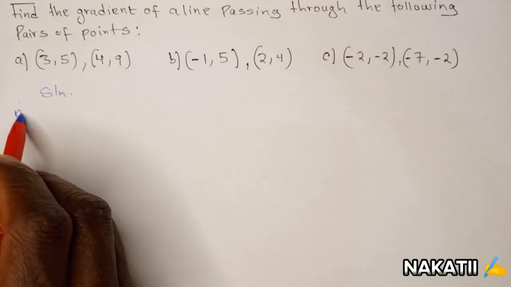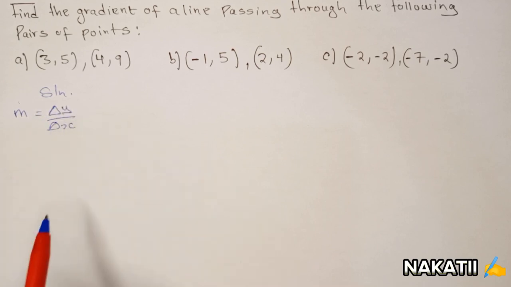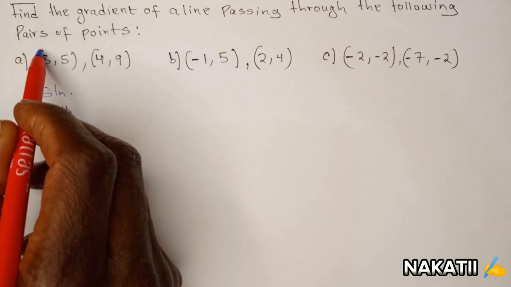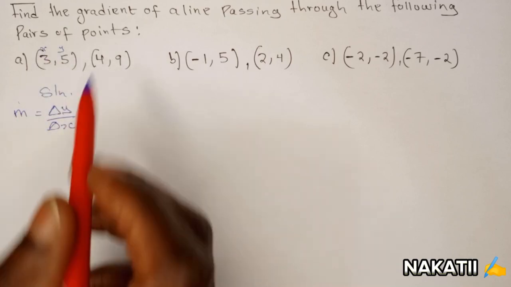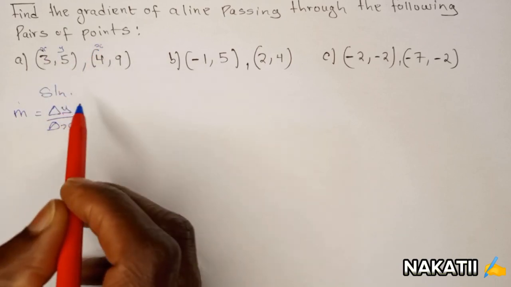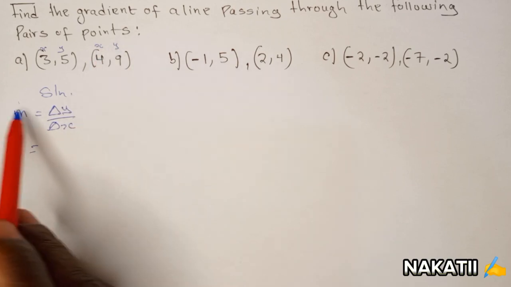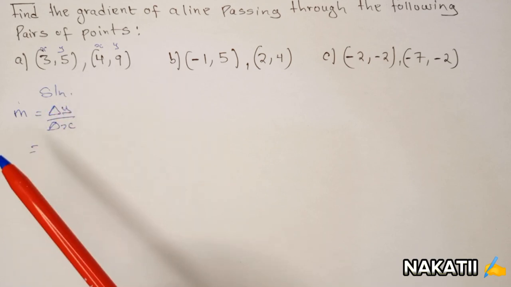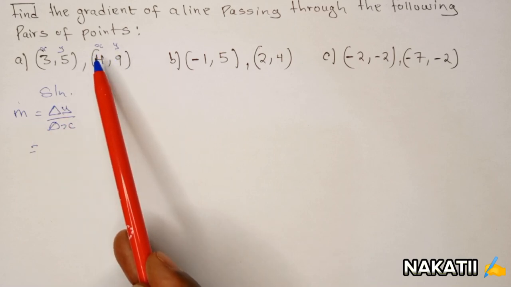We always say that gradient is change in y over change in x. So if these are the pair of points, this first value is the x coordinate and this one is the y coordinate. The same here, this is the x coordinate and this one is the y coordinate. So if you're getting the gradient, which is represented by m, we take change in y divided by change in x. So when I start with y here, I will start with x down to follow.